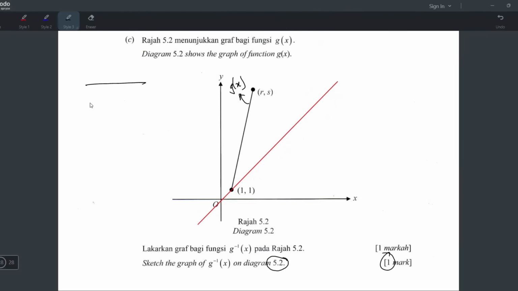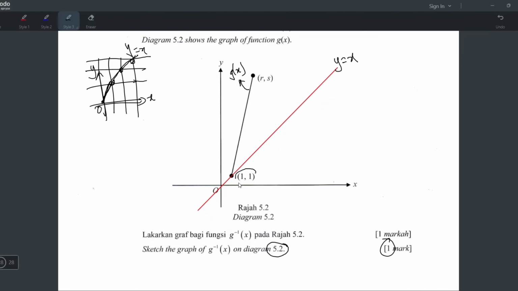If you have a square grid, the y equals x line will look like this, exactly 45 degrees. Let's say this one is the y-axis, this one is the x-axis, and it passes through (0, 0), (1, 1), (2, 2), (3, 3), and so on. So this red line is y equals x, and we are reflecting across this line. When you reflect, the x coordinate and the y coordinate will change place. For example, if you have a point (2, 5) and you reflect it, it will become (5, 2).